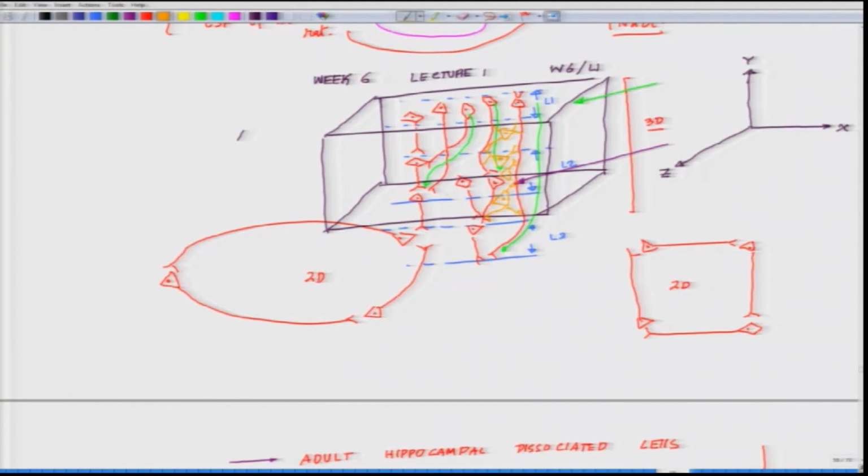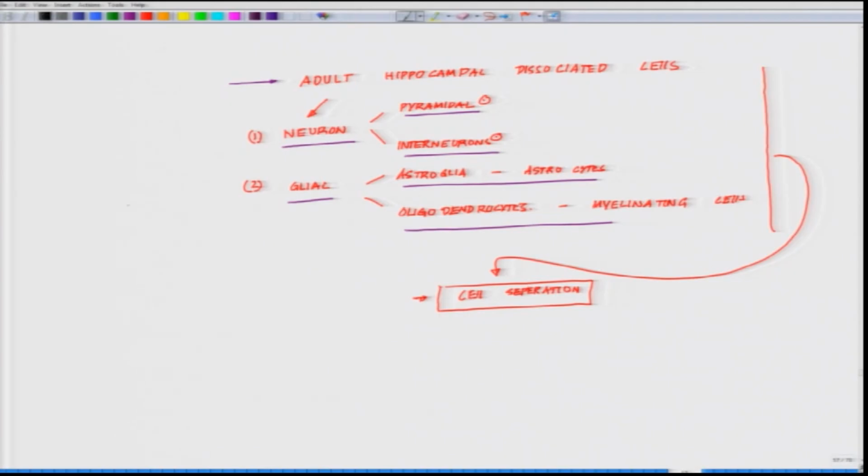These are the oligos. These oligos are involved in the myelination process. So, those of you who are not aware of the myelination process in the nervous system, just to give you a brief idea. So, here you have a classic neuron, and whenever we draw the neurons, we draw it like this.